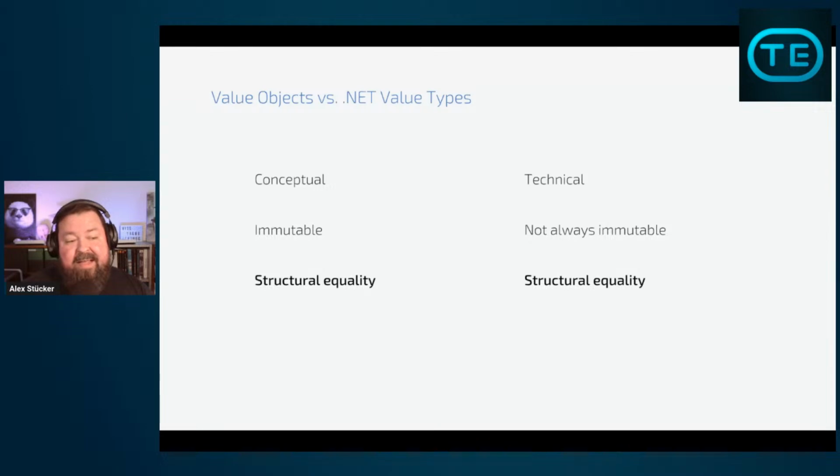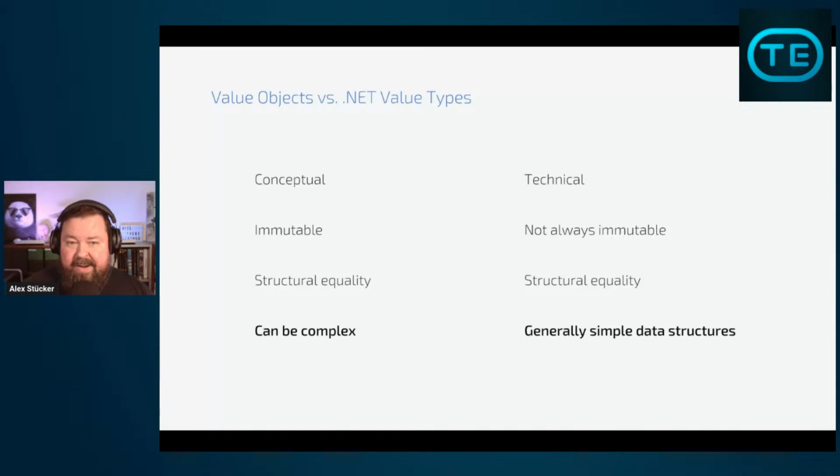Then both have structural equality. A value object can be complex, whereas .NET value types are generally simple data structures. And these are some of the main differences between value objects and value types. Those concepts are not the same.